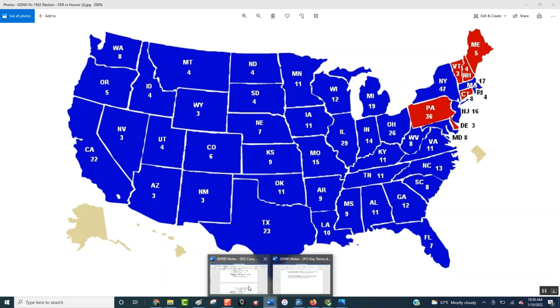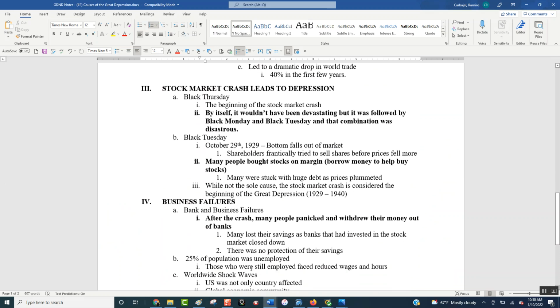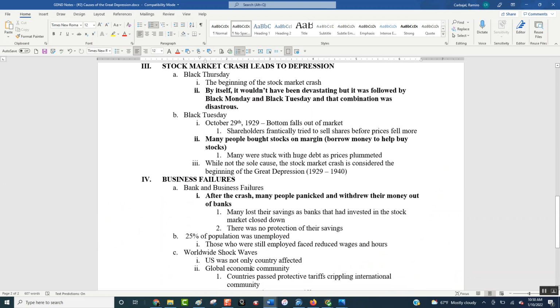All right, back to the notes. So section 3 is when the stock market actually crashes. As we went over the key terms, it's actually a 6-day period with Black Thursday starting it off. By itself, Black Thursday would have been really bad, but it wouldn't have destroyed the stock market. The problem is the really bad Thursday was also followed by another really bad day on Monday, and then the worst day, Black Tuesday, October 29th, 1929, when the stock market finally just crashed.